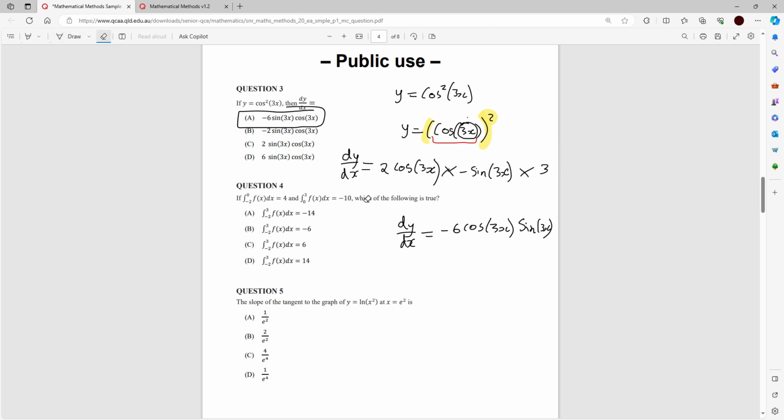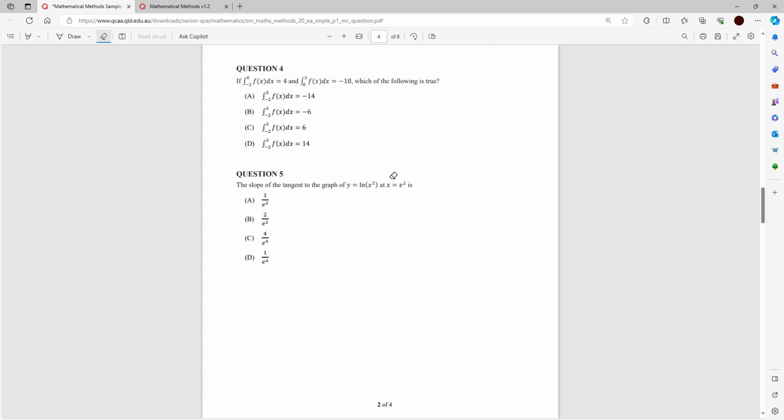Okay. Let's move on to question 4 now. If the integral from -2 to 0 of f of x dx is equal to 4, and the integral from 0 to 3 of f of x is minus 10, which of the following is true? Okay, so when looking at this question, we can see they're all wanting the integral between -2 and 3.